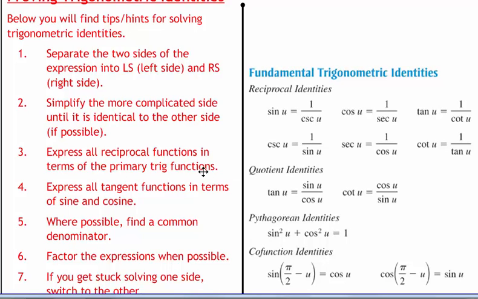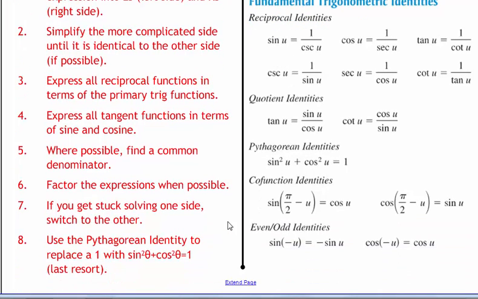Always express reciprocals in terms of the original three, and express tangent in terms of sine and cosine the majority of the time. That doesn't mean you have to do it right away. Sometimes you can see that you can expand something or work with something a little bit first, but often that's where we'll end up. If you have some sort of rational expression, find a common denominator and put the two pieces of the expression together as a single fraction. Factoring is something we've done previously, certainly still something to consider. And if you get stuck on one side, switch to the other.